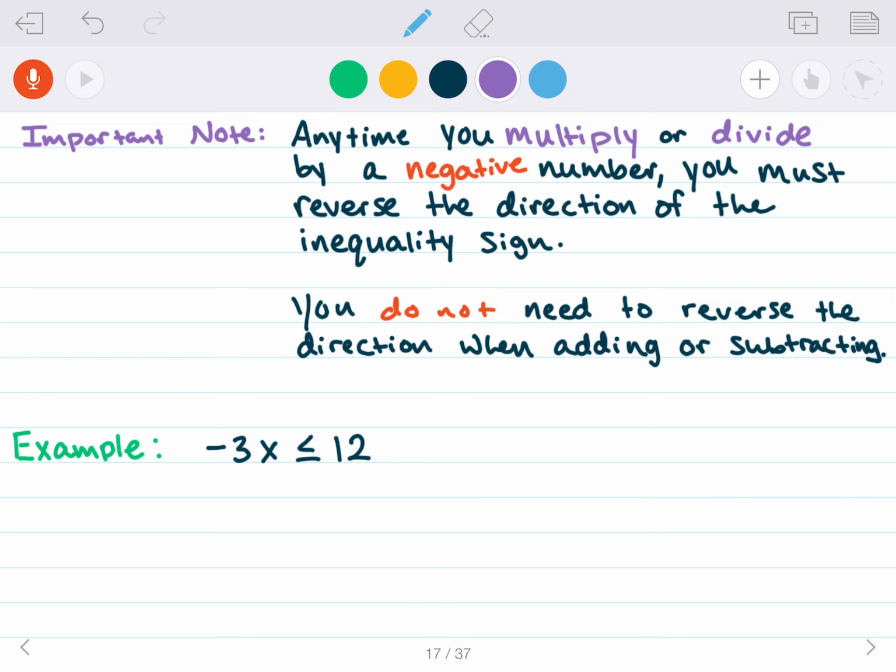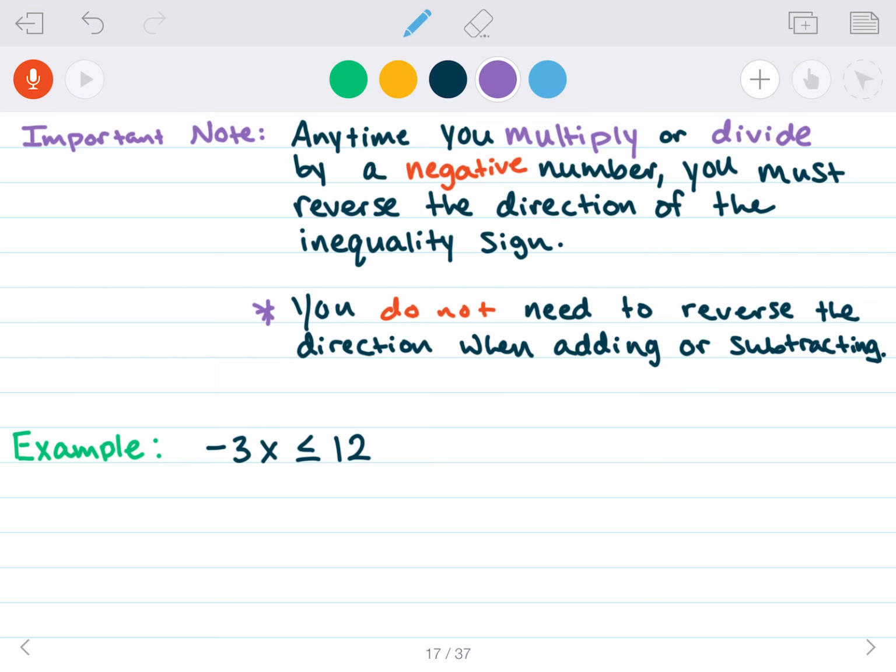Okay, so here is the little nuance that I was talking about. Anytime you multiply or divide by a negative number, you have to switch the direction of the inequality sign. A lot of students forget this and mess up with it. But it's important, because if you don't do it, your inequality is going to be untrue. Okay? However, what we've been doing so far, adding and subtracting things to both sides, we don't have to switch the inequality sign for that. Only if we're multiplying or dividing by a negative number, okay?